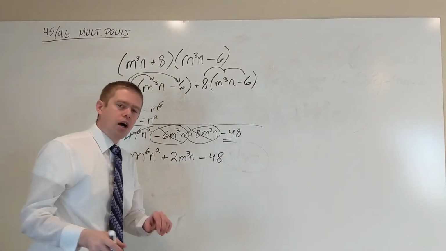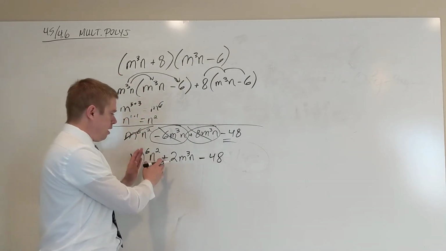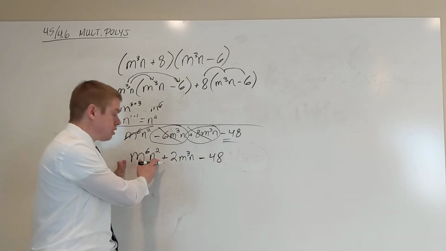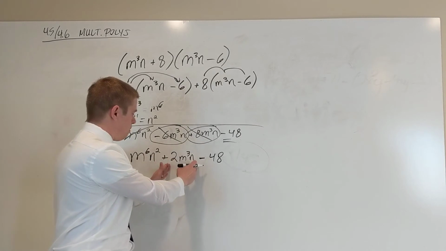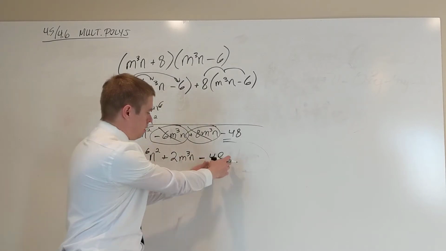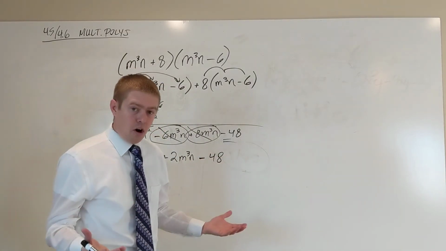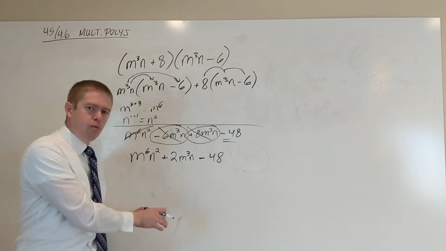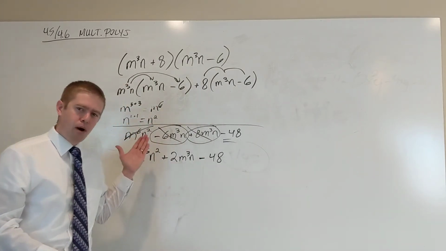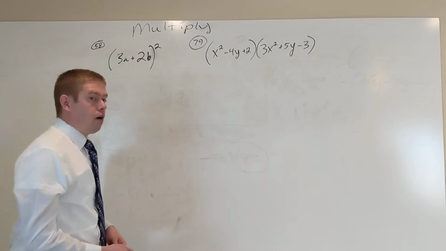Now, as Brother Rich talked about, we always double check: m to the sixth n to the second, 2m to the third n, negative 48. There are no more like terms, and we are completed, we are finished, and we can say goodbye to this problem. Diamond Dave, hit it.